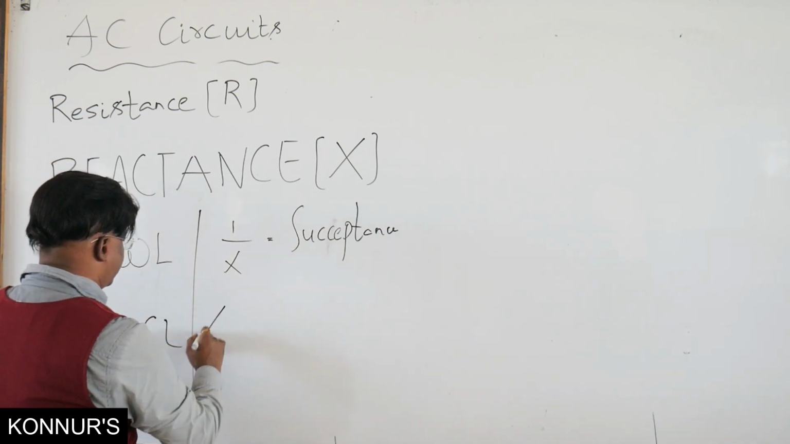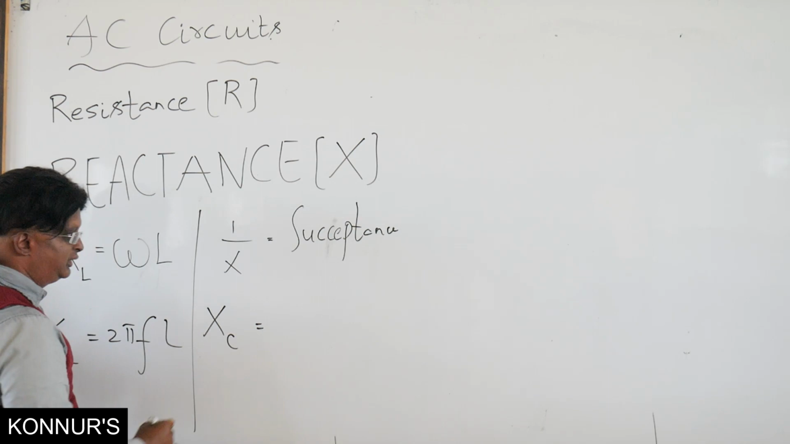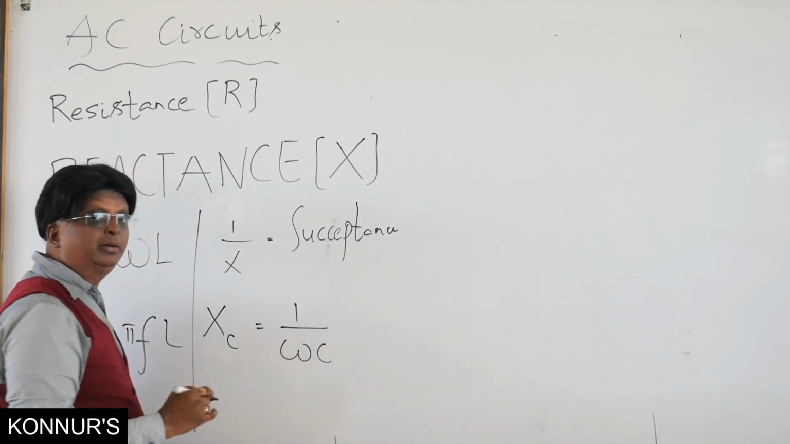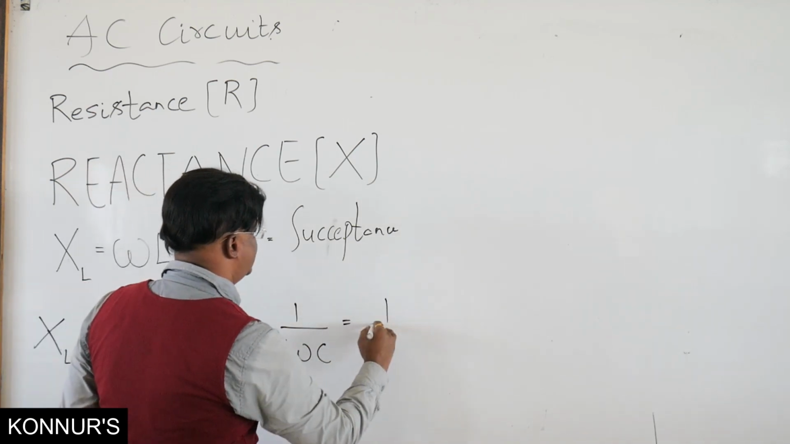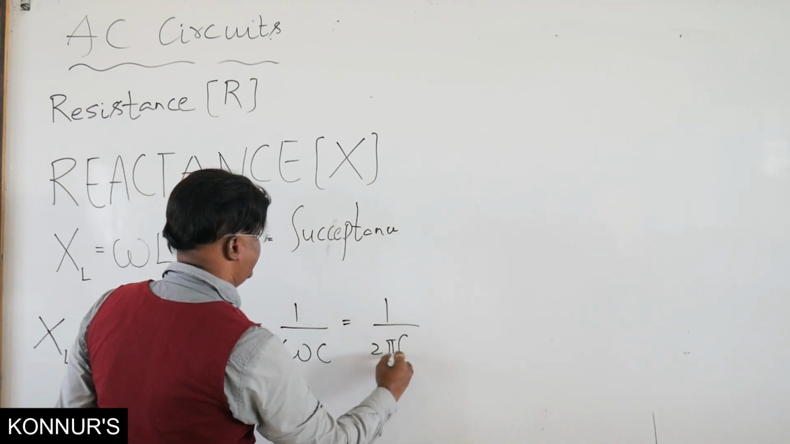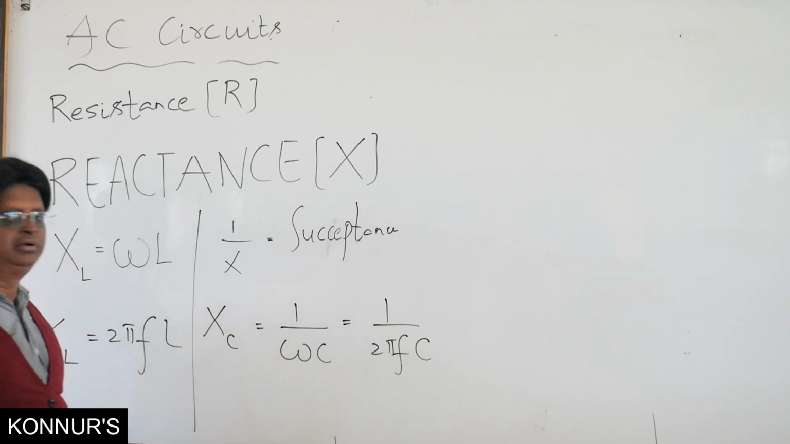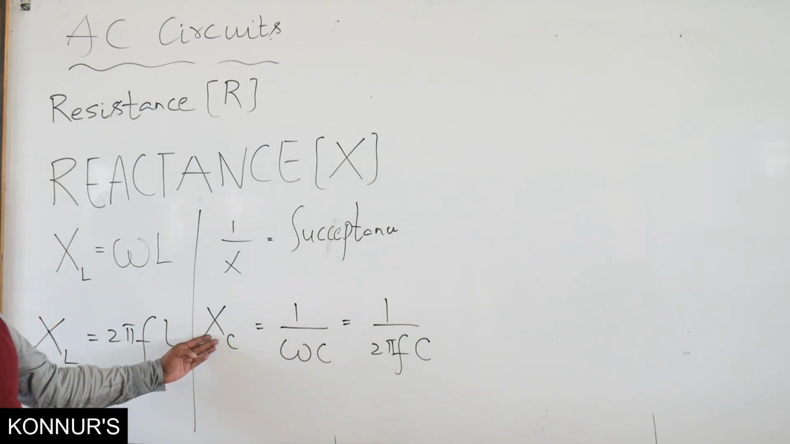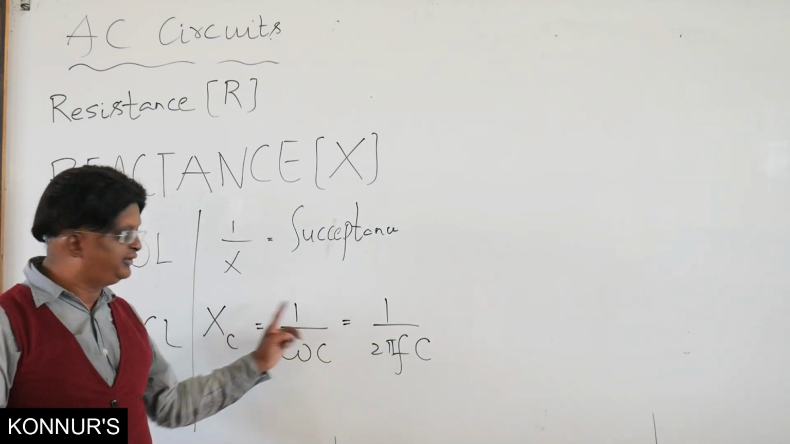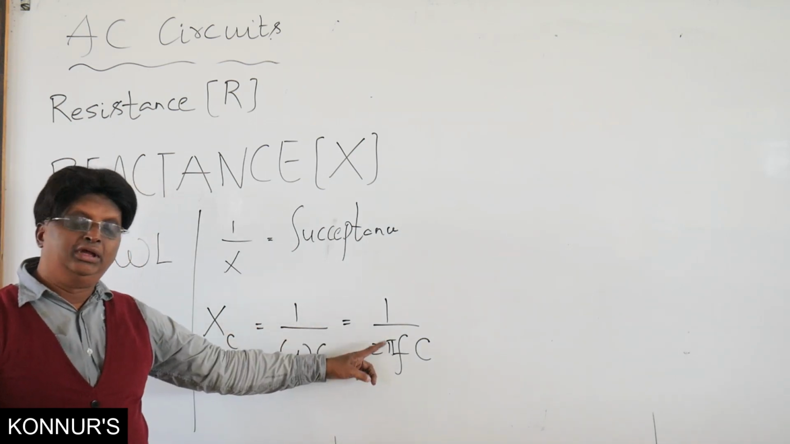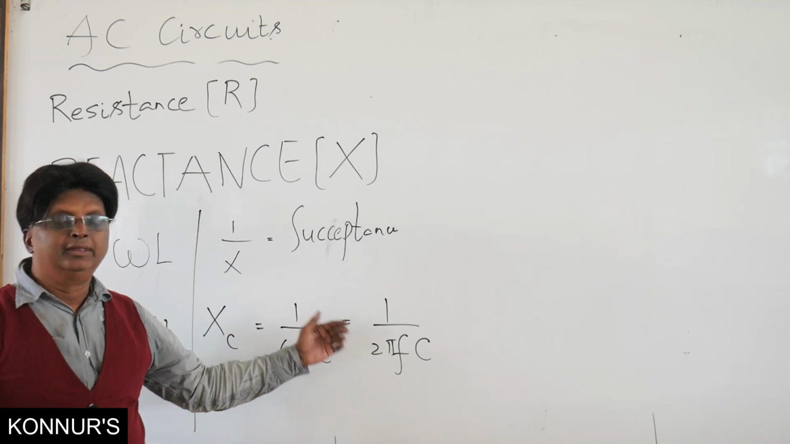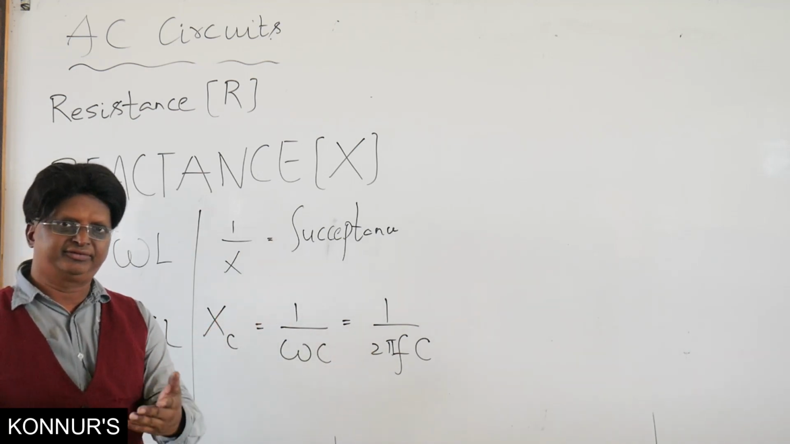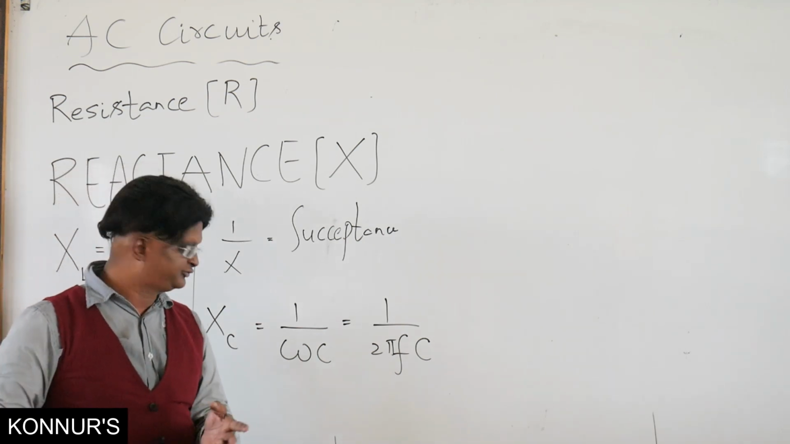Similarly, XC, the capacitive reactance, is 1 upon omega C, that is, 1 by 2 pi f times C for the capacitor. Here also we find the capacitive reactance depending upon the frequency, but this time it is inversely proportional. Therefore, if you draw a graph, it will be a rectangular hyperbola with negative slope, a very popular case that we have discussed most of the times in classrooms.